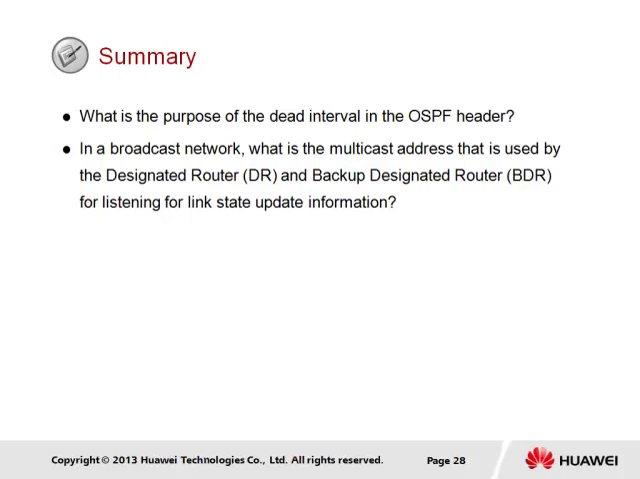In a broadcast network, what is the multicast address that is used by the designated router and backup designated router for listening for link state update information? The DR and BDR will listen for updates on multicast address 224.0.0.6. All other routers will use the multicast address 224.0.0.5.